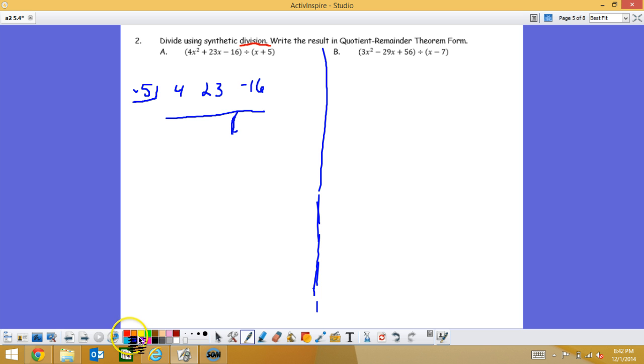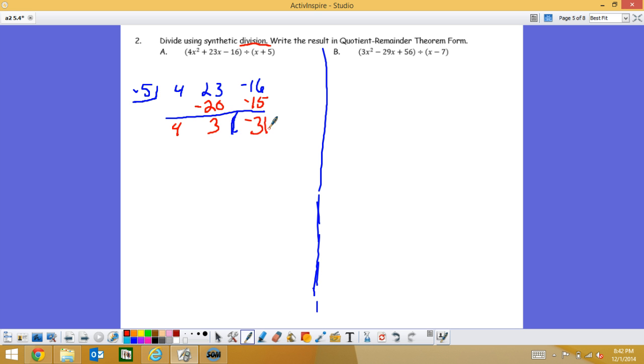Okay? So to start off this synthetic division, the first thing you do is just bring down the 4. Okay? And now what you do is you take this number in the box, multiply it by 4. So -5 times 4 is -20. And now all you do is just add these. 23 and -20 is 3. So then once again, you multiply the -5 times the 3, you get -15. And again, you add those to get -31.